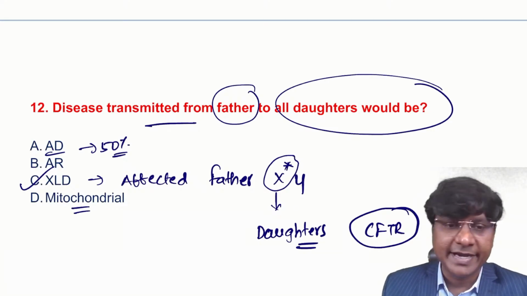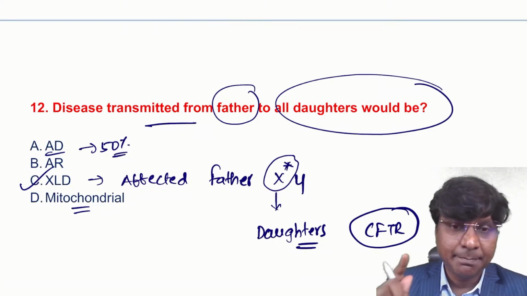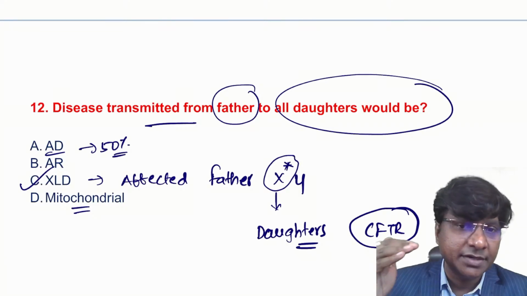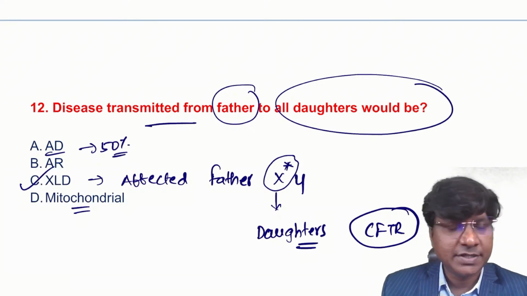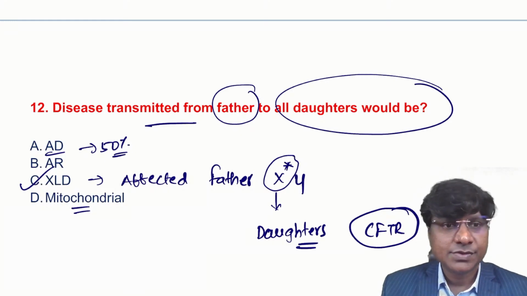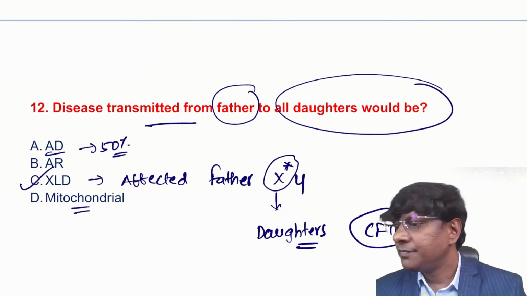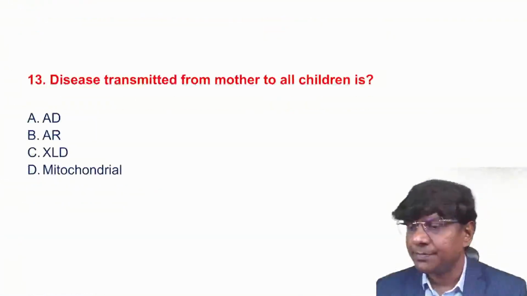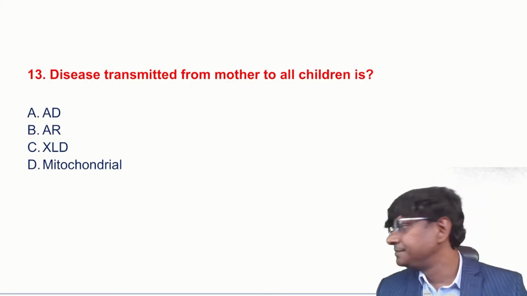And what about mitochondrial? Paternal mitochondria are not transmitted. That means the mitochondria from the father are not transmitted. Affected fathers pass the disorder to none of their children. Okay. So that was about the disease transmitted from father to all daughters. Next question. Please see this question: disease transmitted from mother to all children is.